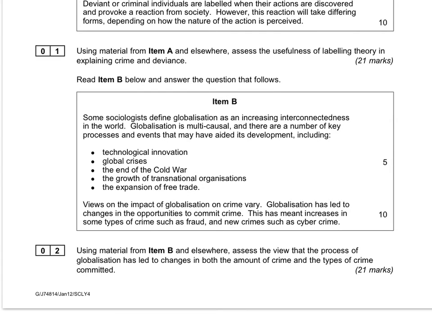But you also need to think, hang on, how am I going to put this question in some sort of theoretical context? So when you talk about globalisation, what theory do you think you need to talk about if you're talking about the role of globalisation? So hopefully you've all thought of postmodernism, because these are all ideas that postmodernism would be very, very interested in.